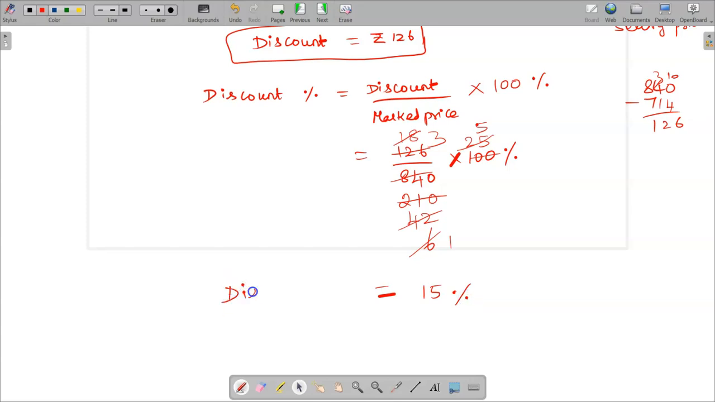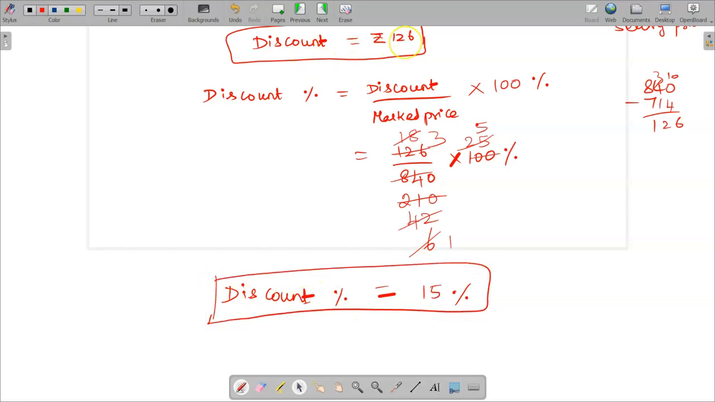So in this problem, the discount percentage is 15% and the discount is rupees 126.